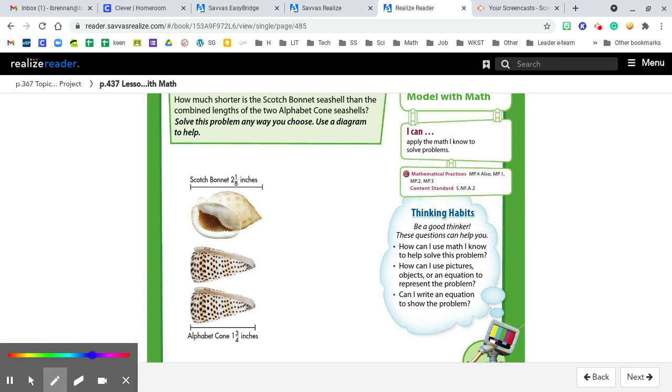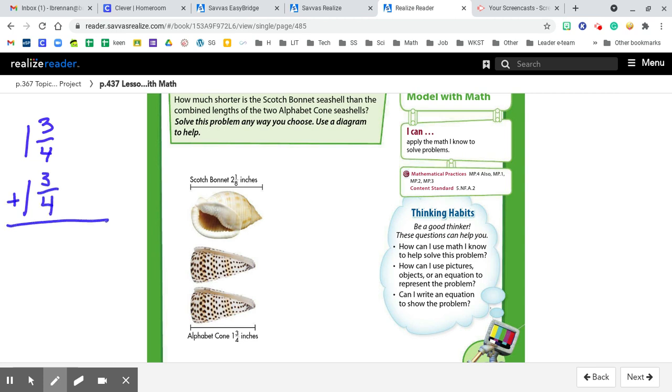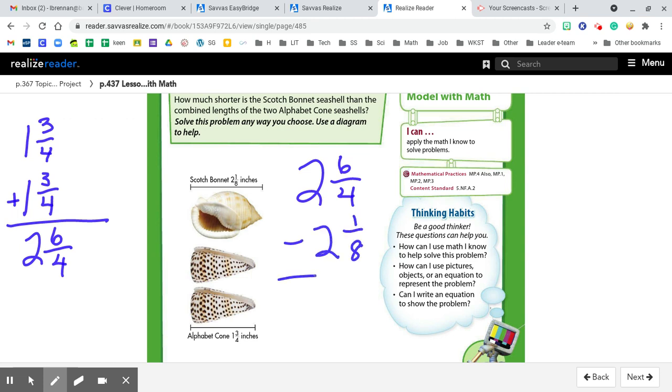So first we're going to have to find out our alphabet cone seashells. We have 2 of them. Combined length means adding. Our denominators are the same, so we just add the numerators. And we are going to take that total, 2 6/4 inches, and we're going to subtract out 2 1/8 inch.